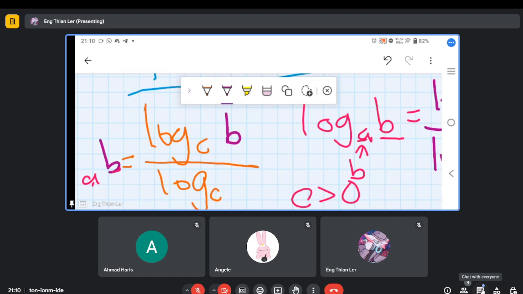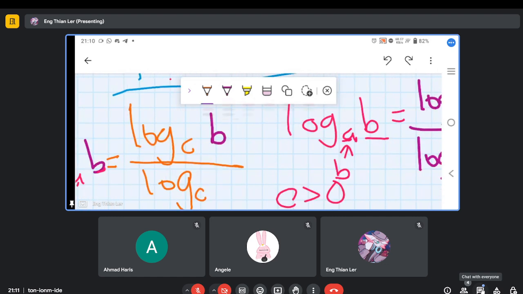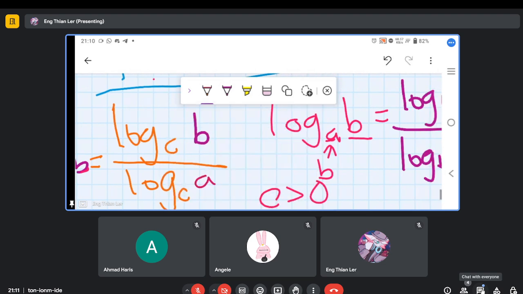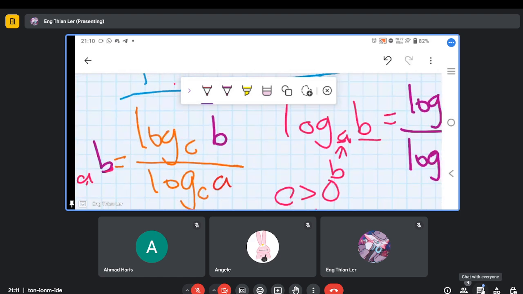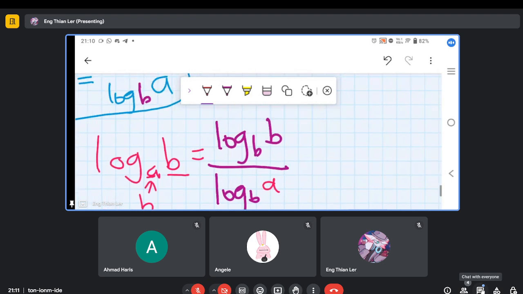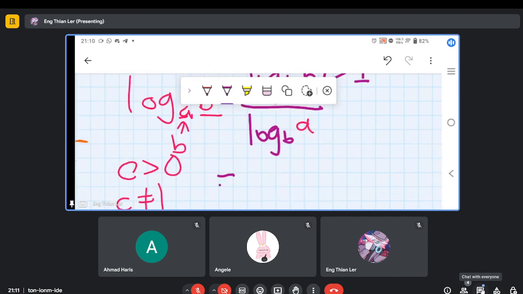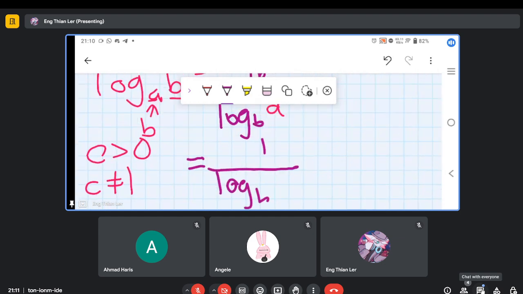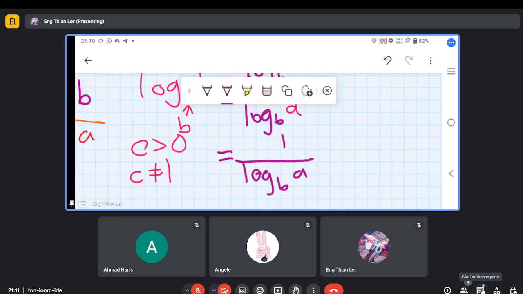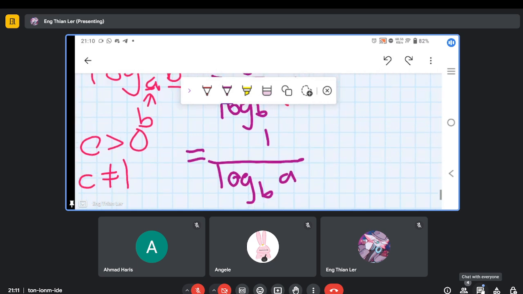This is B first, then A. Okay, so what can we observe? This equal to 1. This become 1 already. So it equals 1 over log B A. That is a principle right here.